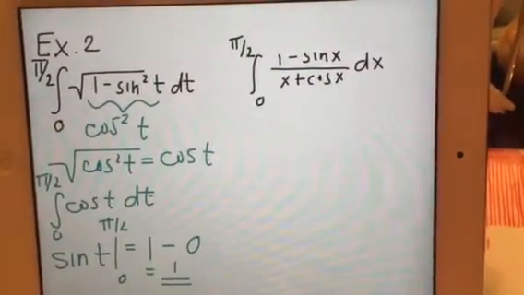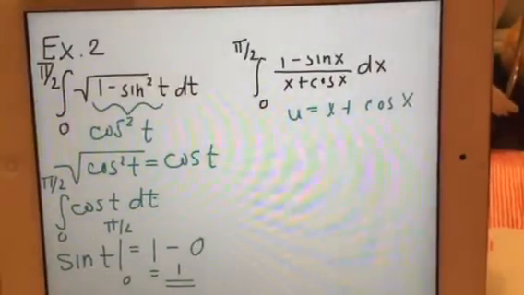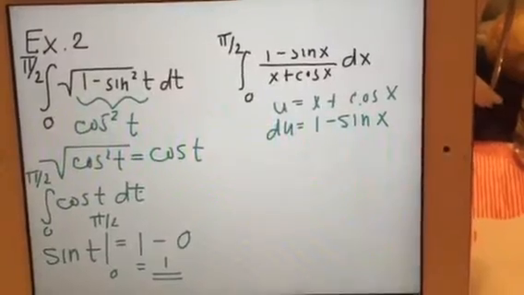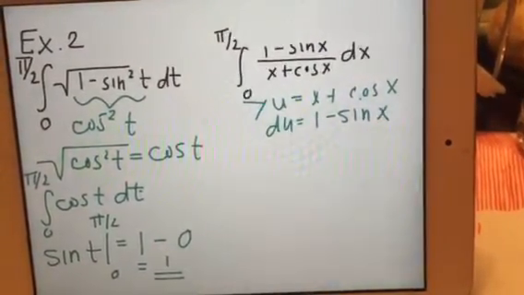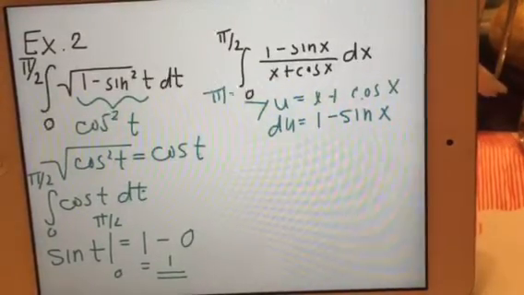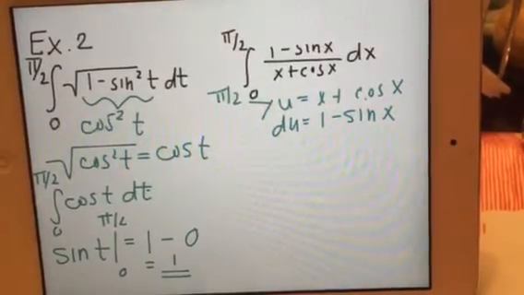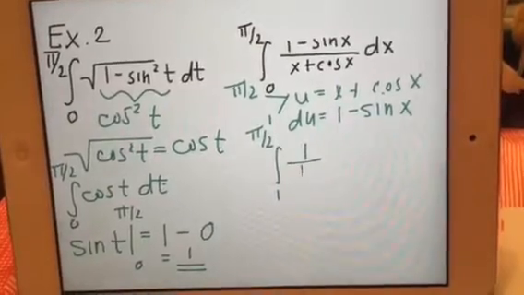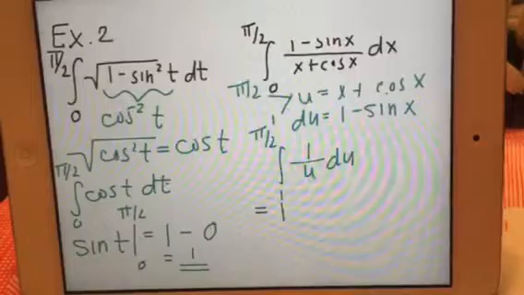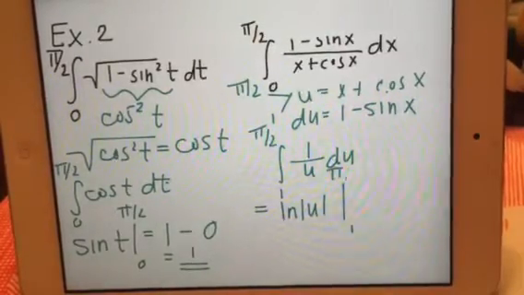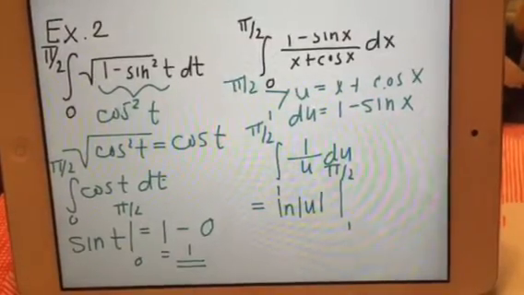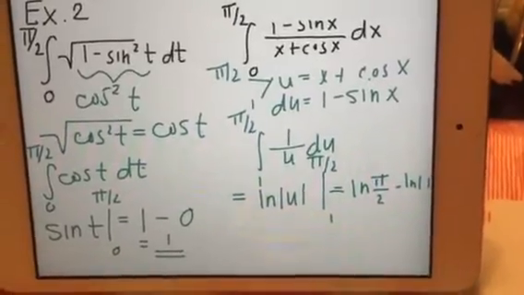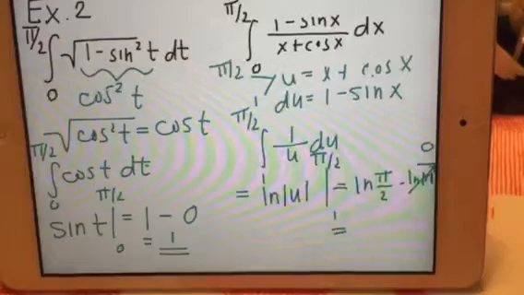For this next one, we are going to use u substitution. u is x plus cos of x. du would be 1 minus sine of x. But we can change our limits. Cosine of pi over 2 is 0, plus pi over 2 will remain pi over 2. 0 plus cosine of 0 is 1, so that'll change our limit to 1. So we're going to go from 1 to pi over 2 of 1 over u du, and that'll give us ln of u, evaluated from 1 to pi over 2. We don't replace u here because we've changed our limits already. So we evaluate straight through. ln of pi over 2 minus ln of 1, which is 0, so our solution is just ln of pi over 2.